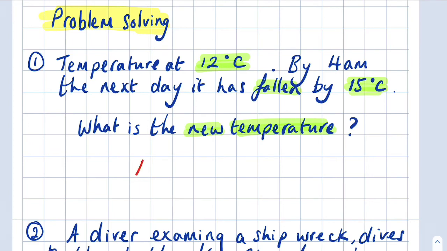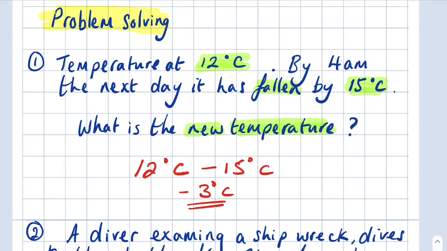So we're starting with 12 degrees Celsius and the temperature has fallen by 15. So it's gone down by 15 degrees. So if you had a number line big enough, you could write 12 and then just count back 15 places. Now, going from 12 back to 0, that will be 12 moves. Then you'll need to do another 3 to make it 15 moves. So in this case, it's going to be -3 degrees Celsius.